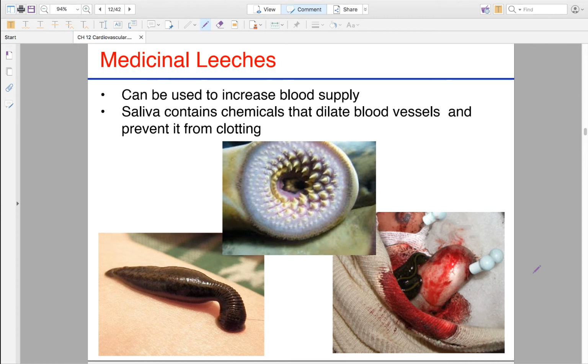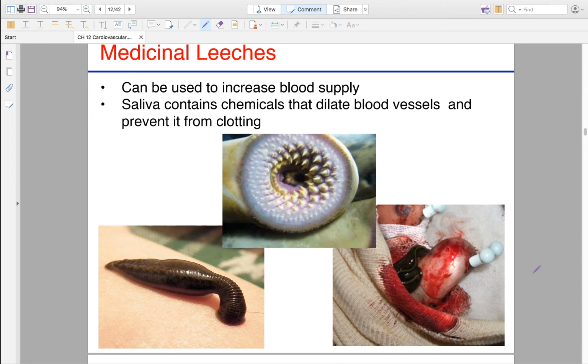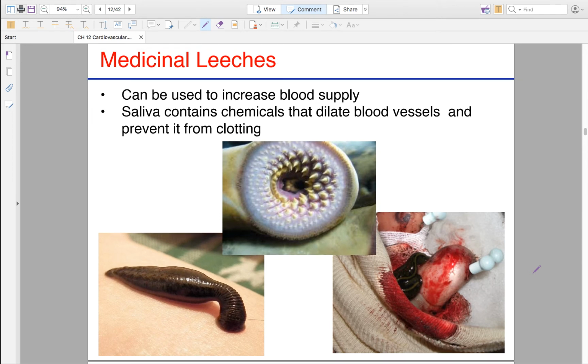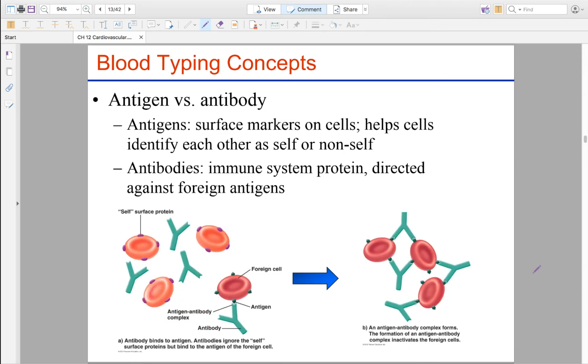All right, this is just for fun. Medicinal leeches. Medicinal leeches have been used for a long time. Ultimately, leeches have been used to basically pull blood. Their saliva has chemicals that can dilate our blood vessels and prevent it from clotting. So if someone has a blood clotting disorder, for example, or they clot too quickly, which is incredibly dangerous, this is a treatment that could be used. It's still used, it's just not at the top of the list.